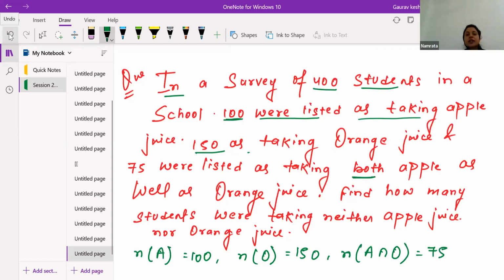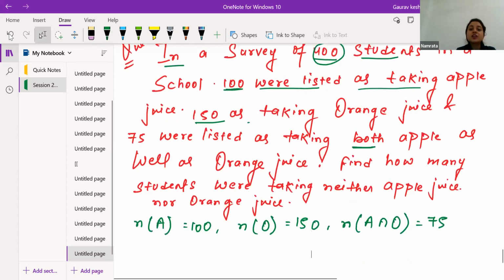Find how many students were taking neither apple nor orange juice. So this question is talking about people who are not taking any juice, who are not participating at all. What I said, union means everybody will participate, and universal set means there can be elements which will be sitting idle. So here total 400 students are there, and the last line says find how many students were taking neither apple nor orange juice. That means a few students don't like any juice at all.